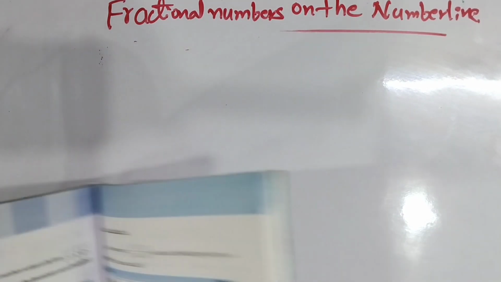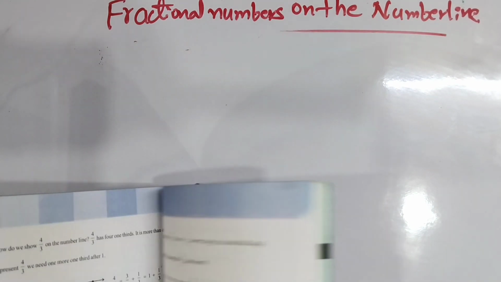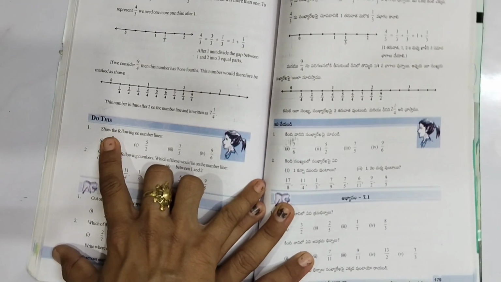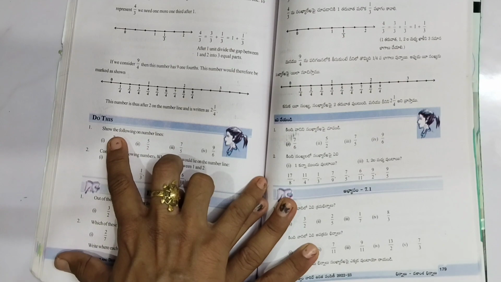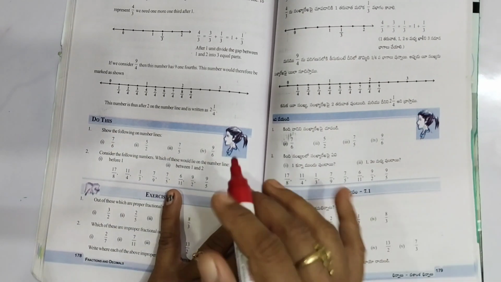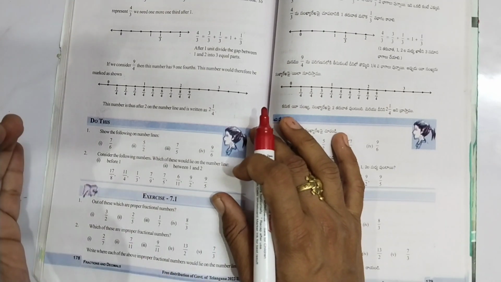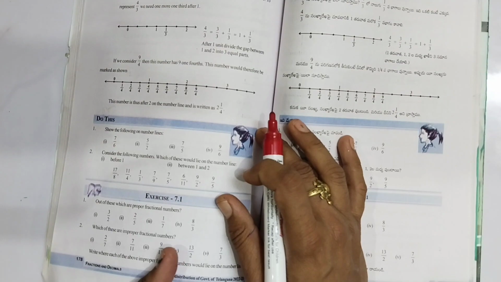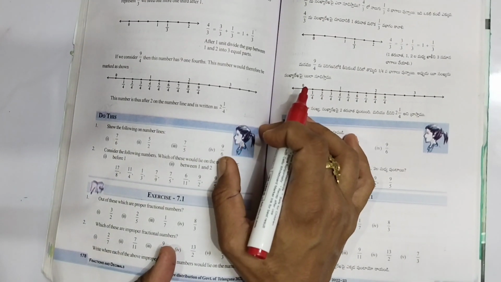Okay, so now we are going to discuss and do these problems. Show the following fractions on the number line. So 7 by 6 they have given. Our discussion is going on: 7 by 6, 5 by 2, 7 by 5, 9 by 6.